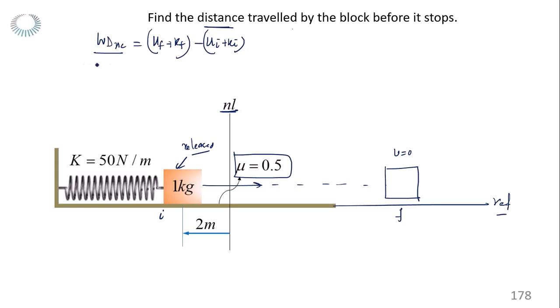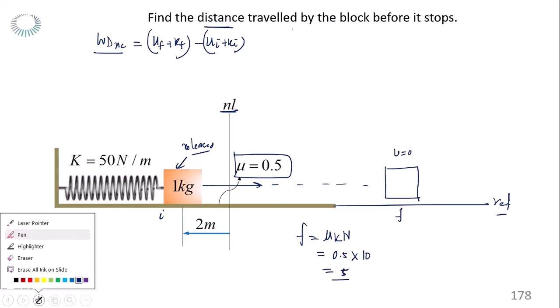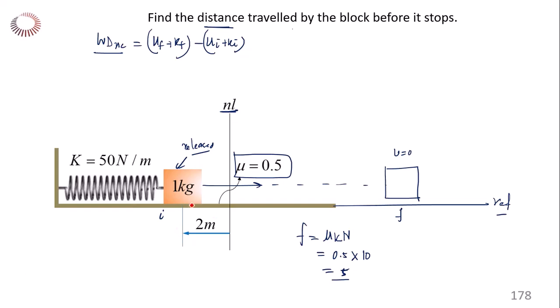So what is the non-conservative force? There is friction. What is the magnitude of friction? Since the particle is moving, friction is equal to mu K into N. Mu K is 0.5 and N is 10, so 5 newton force is acting as friction. Friction on the block always acts in this direction, and the particle is moving in this direction, so the work done by friction is negative.